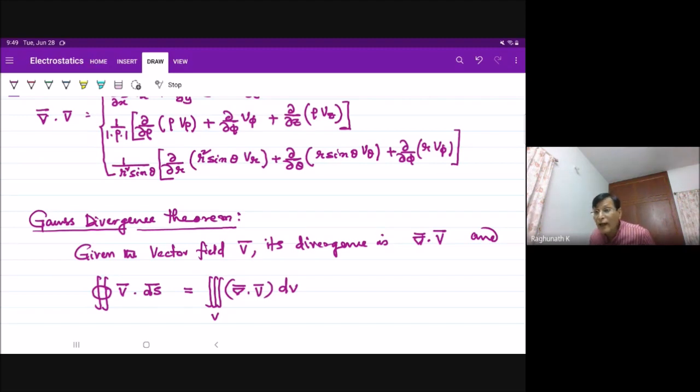Instead of evaluating V bar dot ds bar over 6 different faces and getting that particular value, if you can differentiate V bar as per the formula given by del bar dot V bar, one triple integral will give you the same answer. There are so many cases in which it gives us the mathematical advantage.